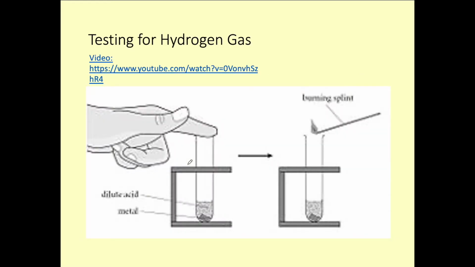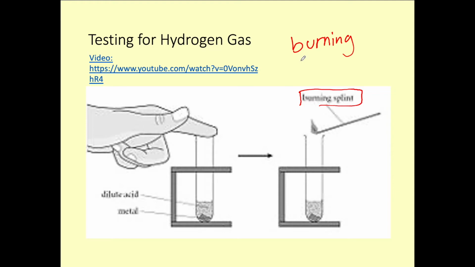Okay. So next is testing for hydrogen gas. There's a link in the PowerPoint there for you to actually watch that experiment happening. But what you'll notice is that when we test for hydrogen gas, we are using, and this is very blurry, a burning splint. So a wooden stick that's been set on fire.